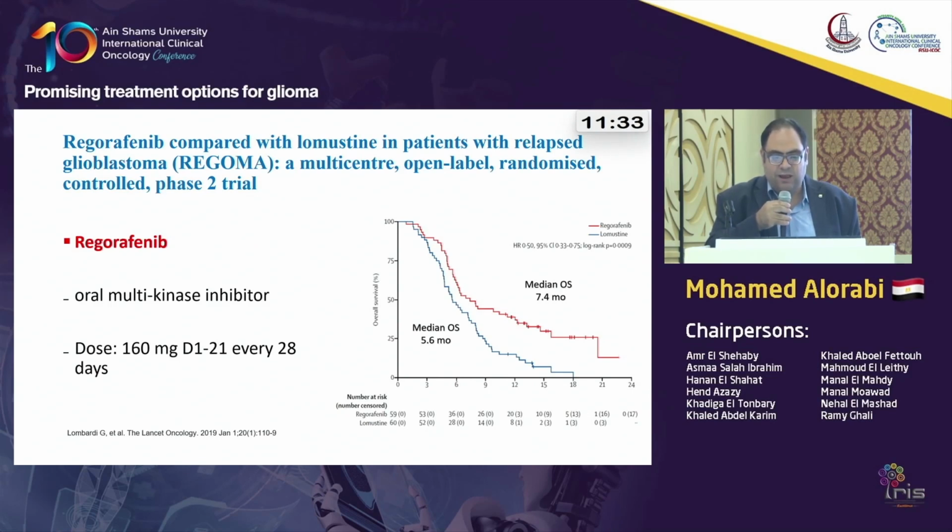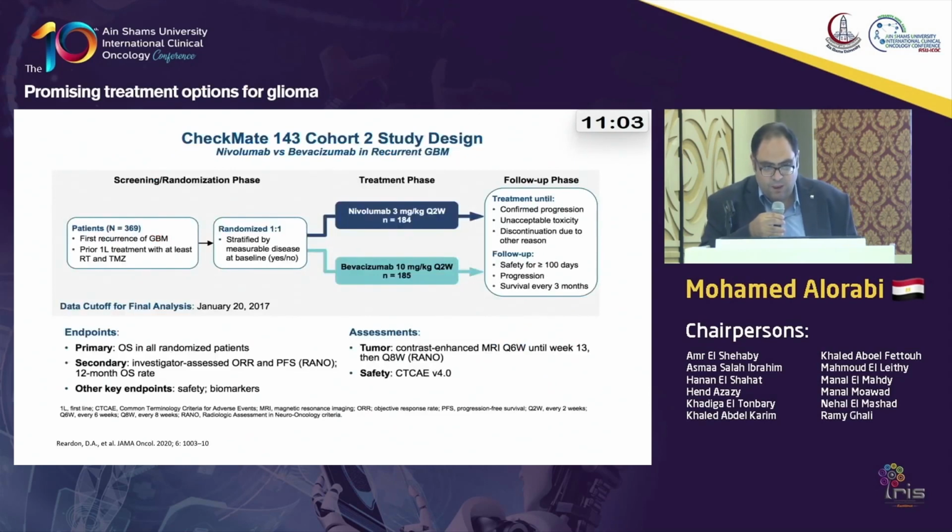In the REGOMA trial, this is a multi-center phase 2 Italian trial, they compared regorafenib with lomustine for recurrent or progressive glioblastoma. The use of regorafenib improved the median overall survival, 7.4 months versus 5.6 months in comparison to lomustine alone. But of course, we know the toxicity of regorafenib. This protocol is included in the NCCN guidelines, but I think its use is limited due to the toxicity and side effects of regorafenib. What about immune therapy in brain tumors?